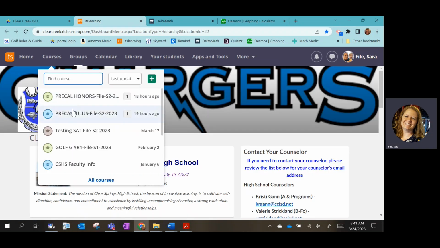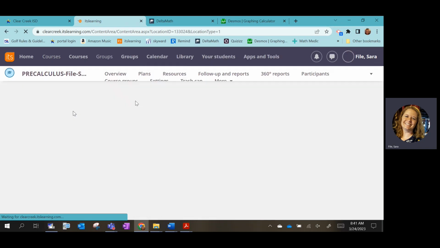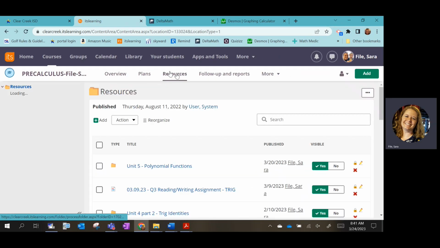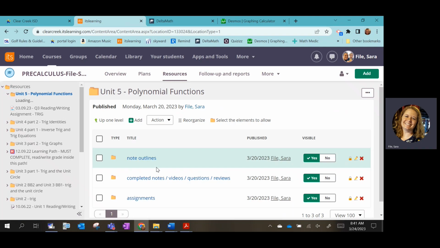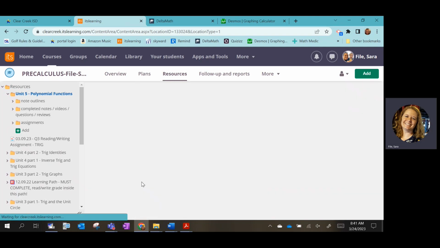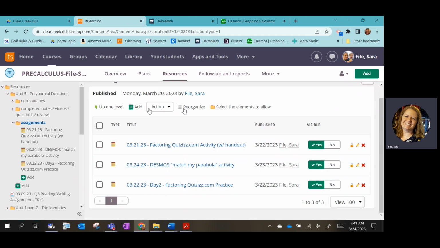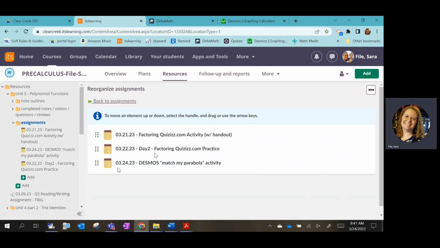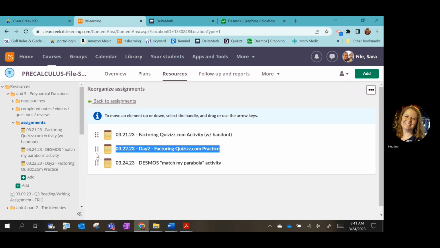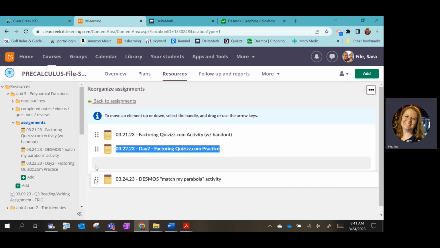So if you go into our It's Learning, to our resources, Unit 5, assignments, oh, it's kind of out of order. That's weird. Oh, well, it shows it in order there. You can switch it.